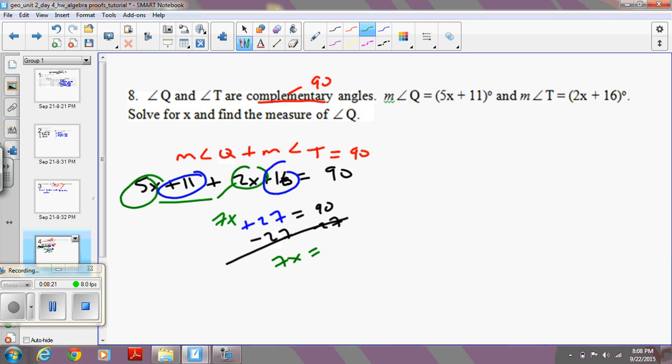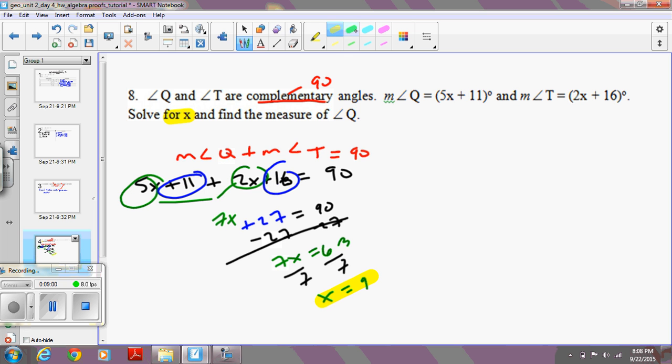7x will equal 63. And now divide both sides by 7. So x would equal 9. All right, that's step 1. Find x.